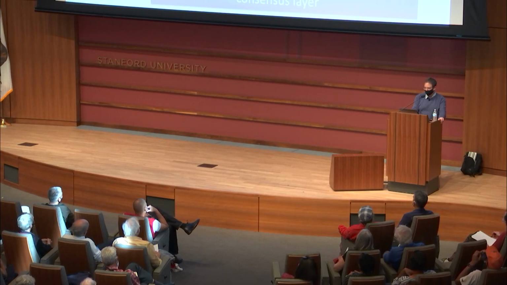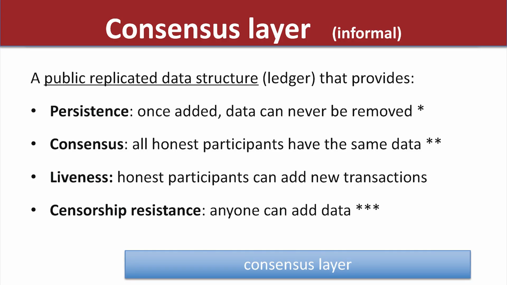Consensus means that basically all the replicas see the same data. We talked about this. Liveness means that the system doesn't get stuck; you can always add new transactions. And finally, there's this property, which I'll call censorship resistance, which means that anyone can write data to the blockchain.